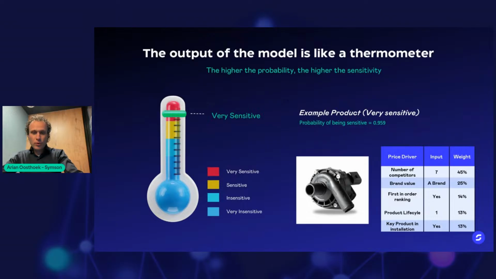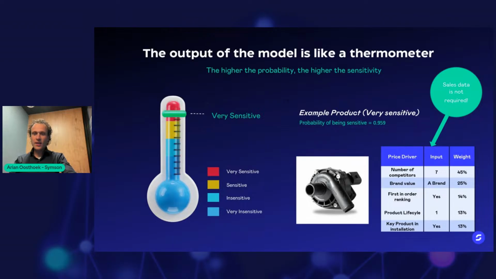It has a certain value in the product life cycle, which influences the price sensitivity, and it is a key product in the installation. So it's also a key product in the customer perception of buying this, in his customer behavior. You see on the right side the weight, and the weight is decided by the model with a combination of sales data, but also based upon product attributes.